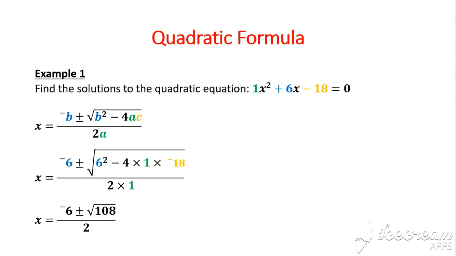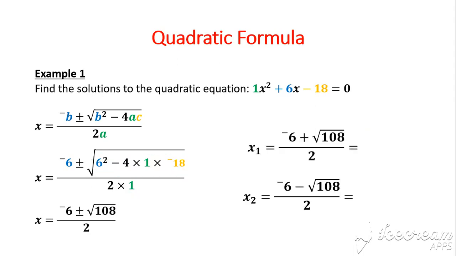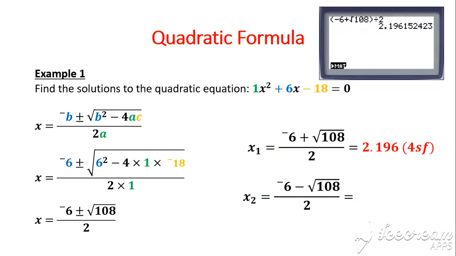Now remember that plus and minus in the middle means there are two solutions. One is by doing a plus to get our first solution, I call it x1, and our second solution, I call it x2, we do it with a minus. And our two solutions come out to be 2.196 and negative 8.196. I've chosen to round both my answers to 4 significant figures.